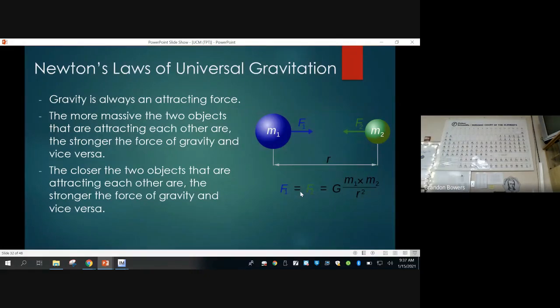All right. So this is kind of review. You don't need to write this down. Gravity is the attracting force. The more mass, the more attraction. So if your M1 and M2 increase, the more gravity you're going to have, the more force of gravity. And as you get closer, the gravity also increases. Okay?